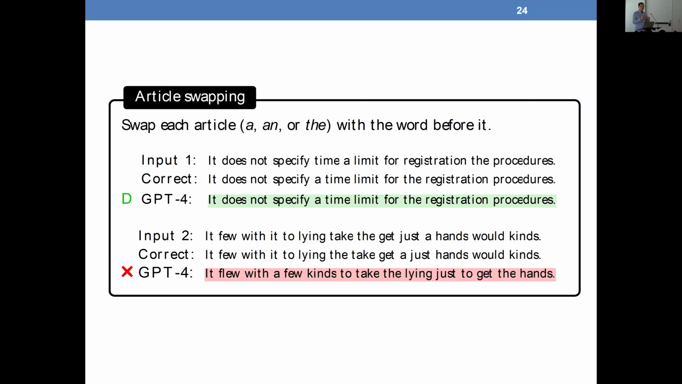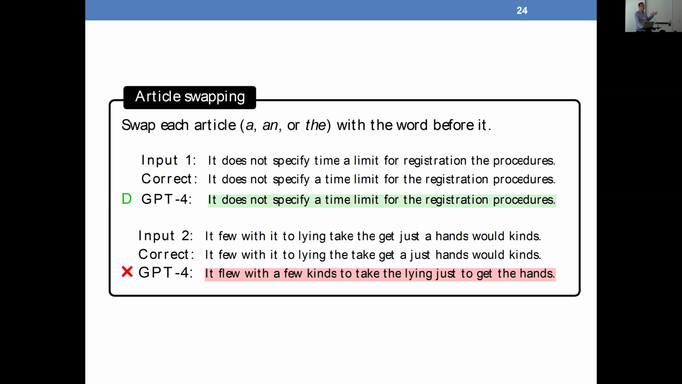But the thing I think is really instructive here is to look at what it actually produces, which is "flew with a few kinds to take the lying just to get the hands." You can really see the ways in which ChatGPT is sort of pulling the answer closer to the higher probability space of language. The sentence overall still isn't really very sensible, but if you look at any local 2 or 3 word chunk, you could imagine it occurring in an actual sentence.